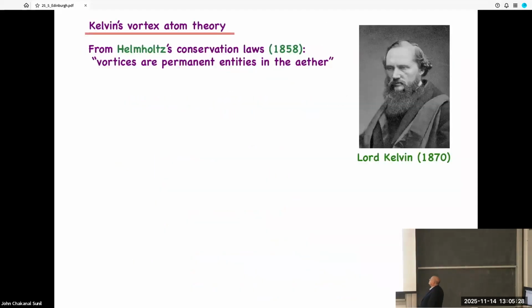All right, so of course we have to start with him. And you see the statement here: vortices are permanent entities in the ether. He wrote this statement, and you have to take it literally. Permanent for him meant, through mathematics, the way to prove that in an ideal fluid, i.e. ether, they stay there forever. And these are the conservation laws of Helmholtz.